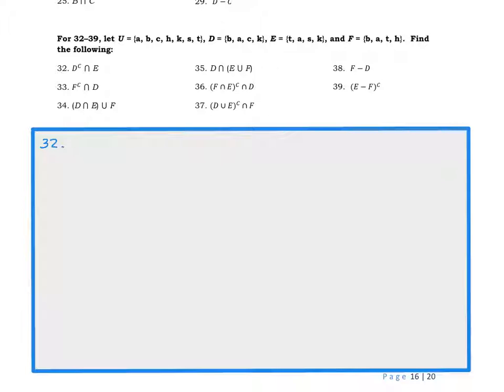So I'm going to look at the universal set, and whatever was in set D, we have B, A, C, K. I'm going to cross those out, left with H, S, and T. And I want to intersect that with set E. And what was in set E? T, A, S, K. So I only want what they have in common, and that looks like all we have is S, and we have T. Okay, that makes my answer to number 32 a set with elements S and T.